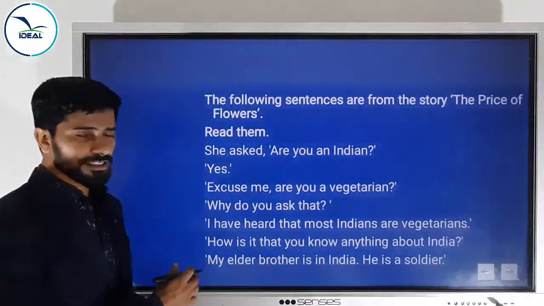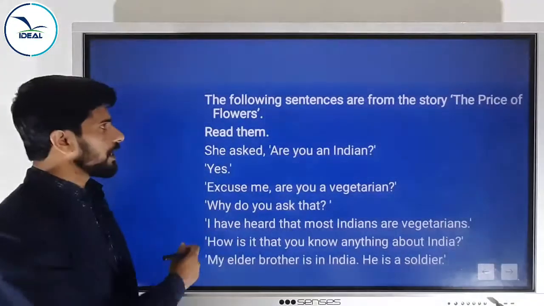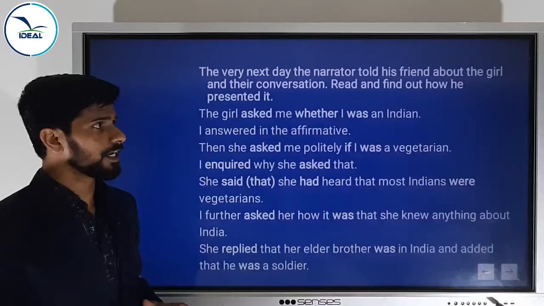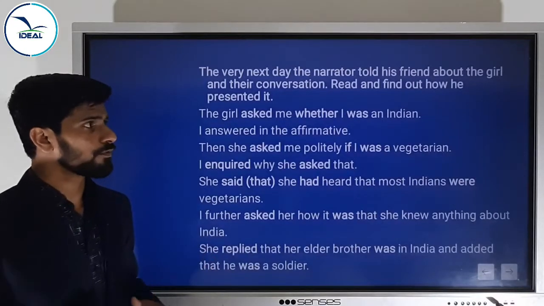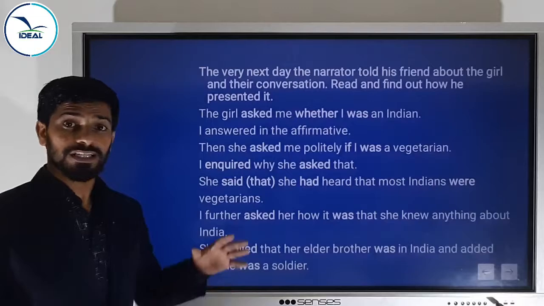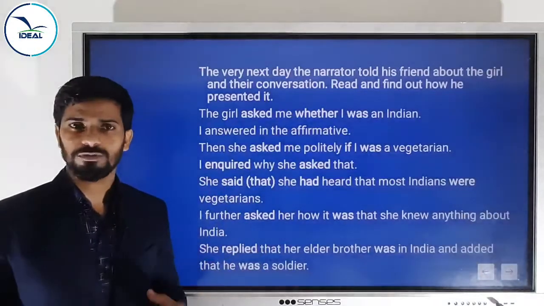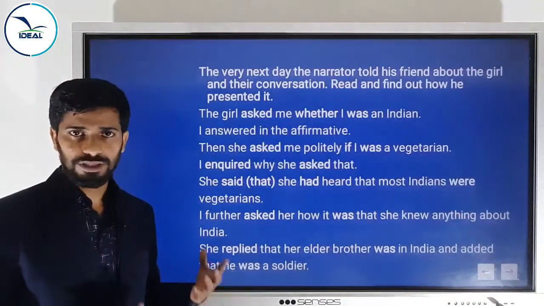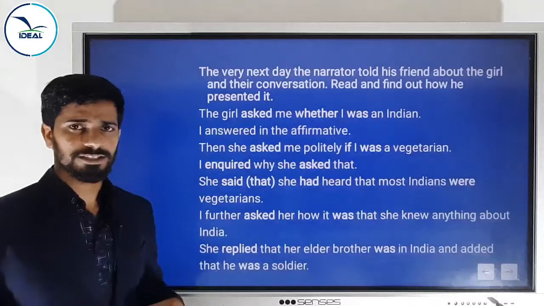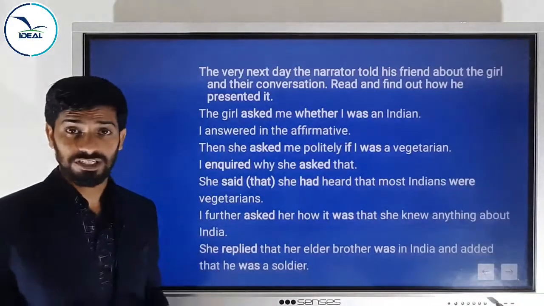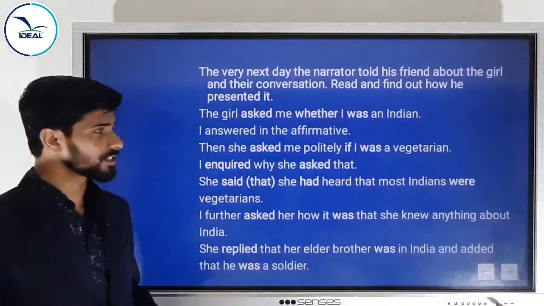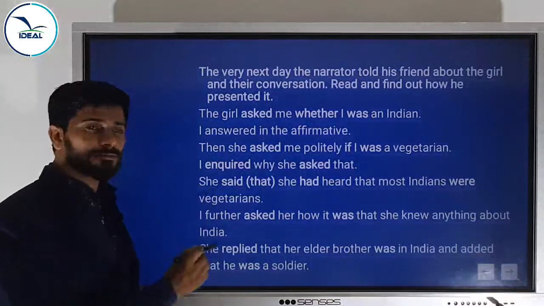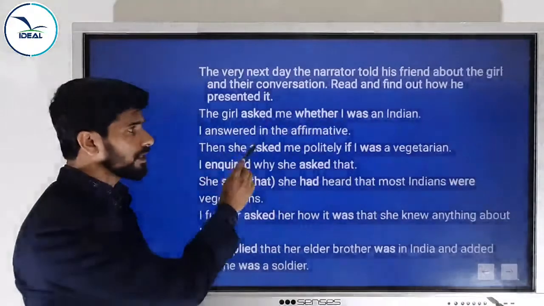Okay. Then this is from the chapter The Price of Flowers, and the very next day, the narrator told his friend about the girl and their conversation. Read and find out how he presented it. Okay, the same thing. Mr. Gupta met one of his friends, and he shared what happened the previous day as he met with the girl Maggie. Then he shares all the incidents that took place and their conversation too. Then how will he present it? That's the question.